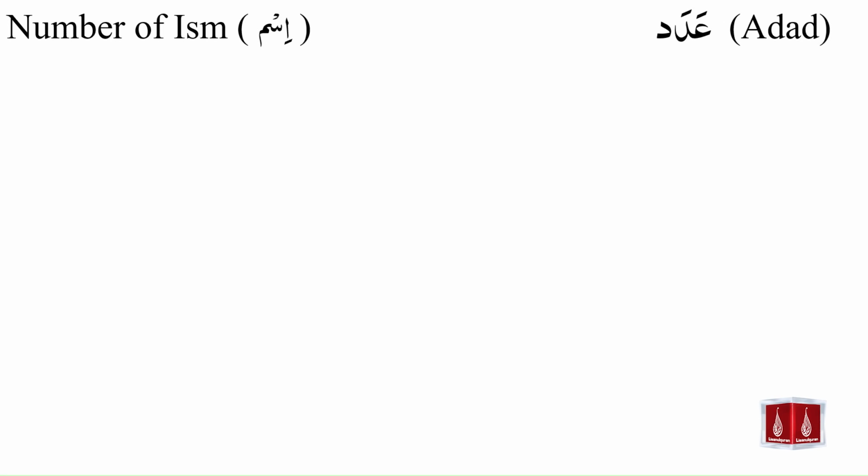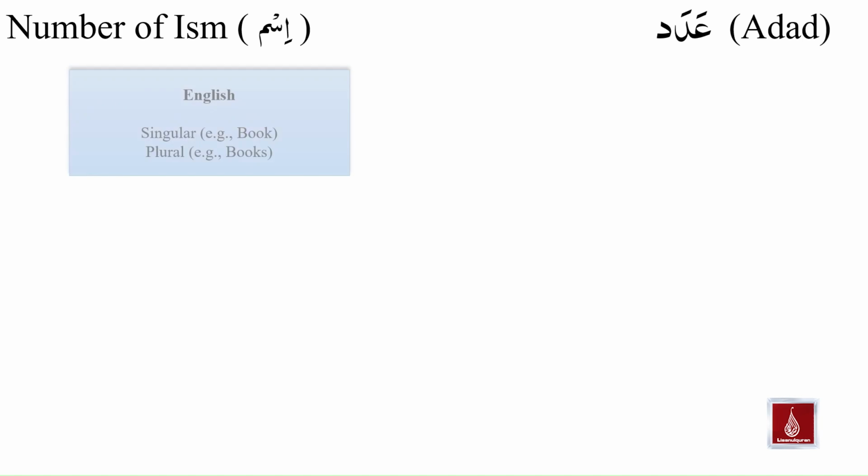Let us study the number of ism in more detail. In the English language, when we are looking at numbers from a grammatical standpoint, we come across 2 categories: singular and plural. For example, if we are referring to one book, we will use the word book. If we are referring to 2 or more books, we will use the word books.